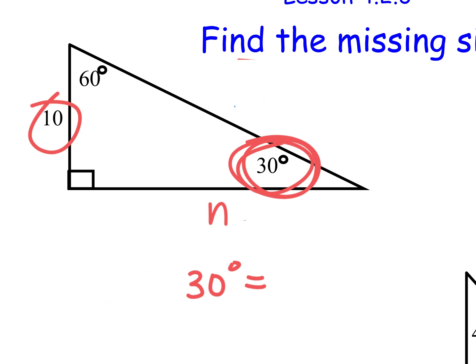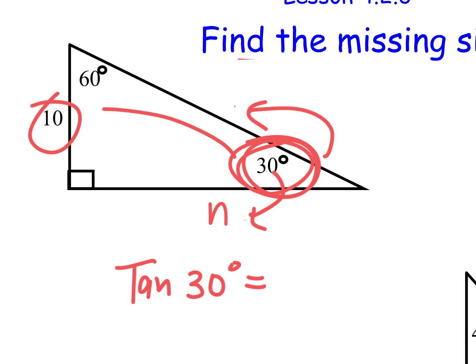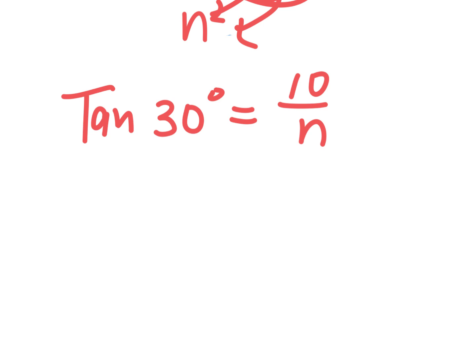Next, change it to cosine. Is cosine the right one for this? Well, that's adjacent over hypotenuse. Crap, it's not cosine either. So then it must be tangent. Tangent of 30 is TOA, opposite over adjacent. And I have stuff for that. I have a 10 over an n. And then take a second and solve for n, please. We practiced it yesterday. You've got to be able to do this.